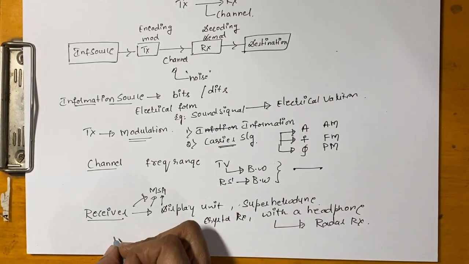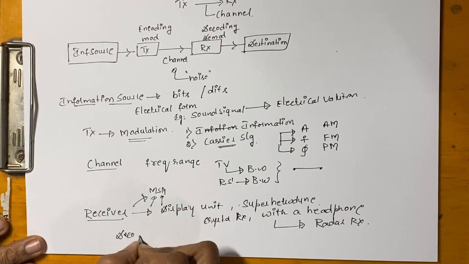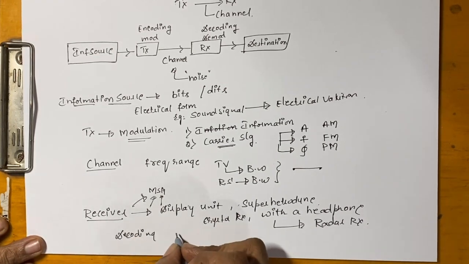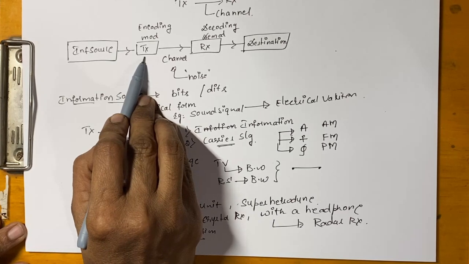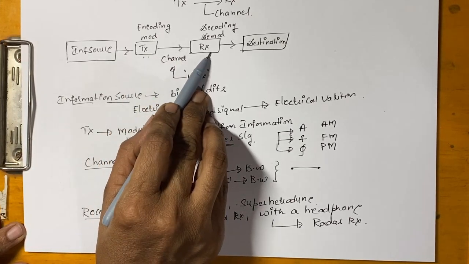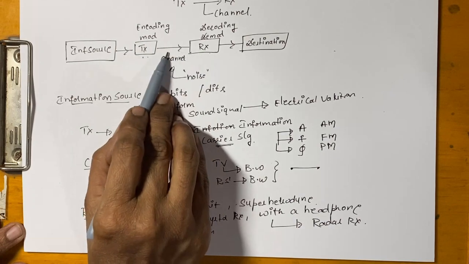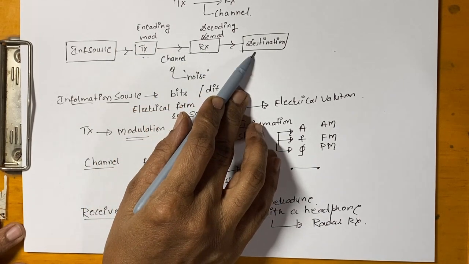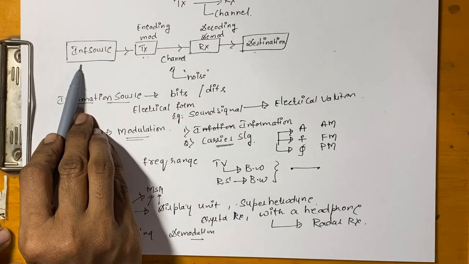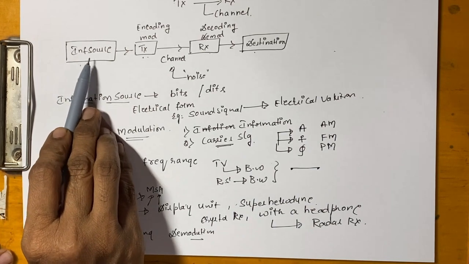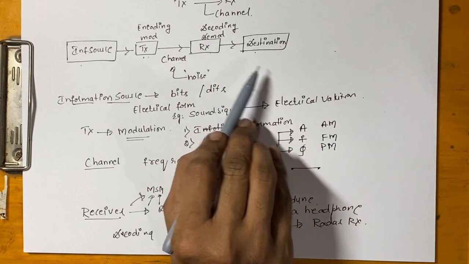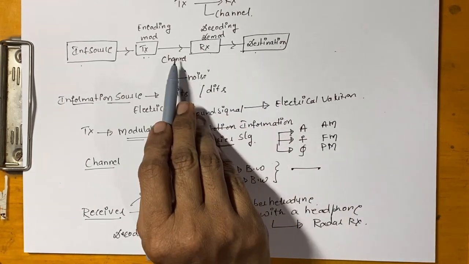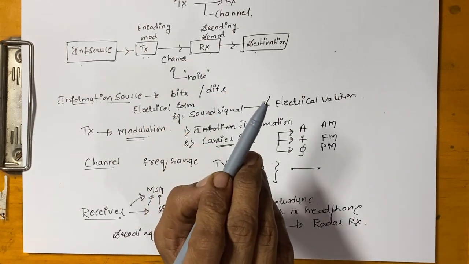So in this receiver, decoding as well as demodulation takes place. That is, the signal which was modulated at the transmitter end will be demodulated at the receiver end, and finally that will be reaching the destination. So whatever the information that was transmitted, that same information has to be received at the destination, removing all the noises which will cover up the message signal.